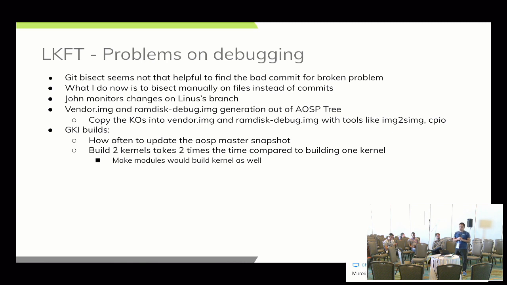Now we build the GKI builds with two kernel trees. One kernel tree is only to generate the GKI image, and another one is to generate the modules with vendor patches. But from what I found, to build the modules, it will also build the kernel files. So that makes the build time two times.